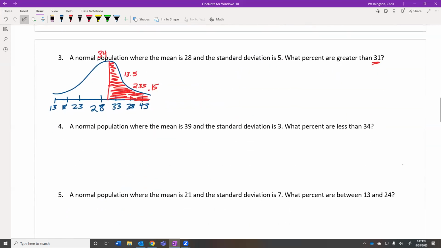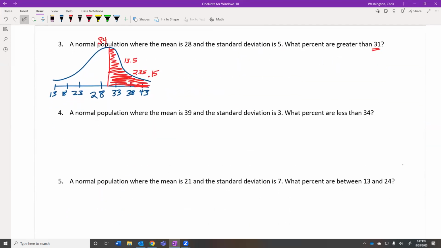We can also find percentages, like number 3. So we have a normal population, mean 28, standard deviation 5. Maybe this is age or ACT score or whatever the situation may be. And we want to know what percent are greater than 31. The first thing we need to find is the z-score that corresponds to that number, 31. So z equals the number 31 that we're interested in, minus the average, divided by the standard deviation. And you should get 0.6.